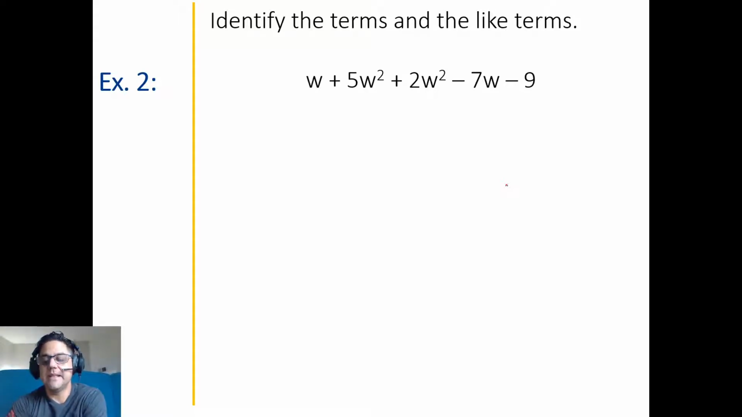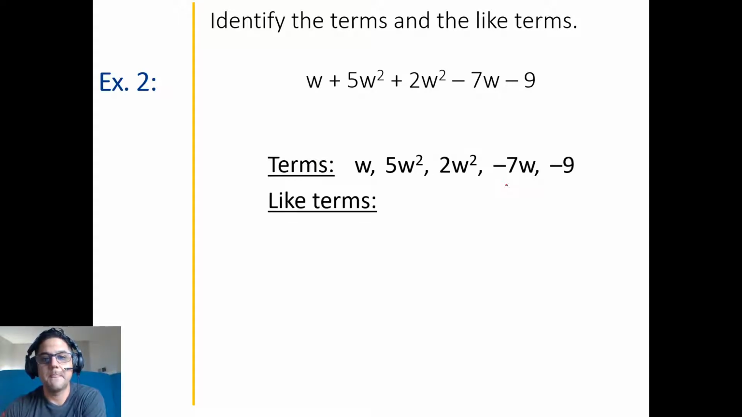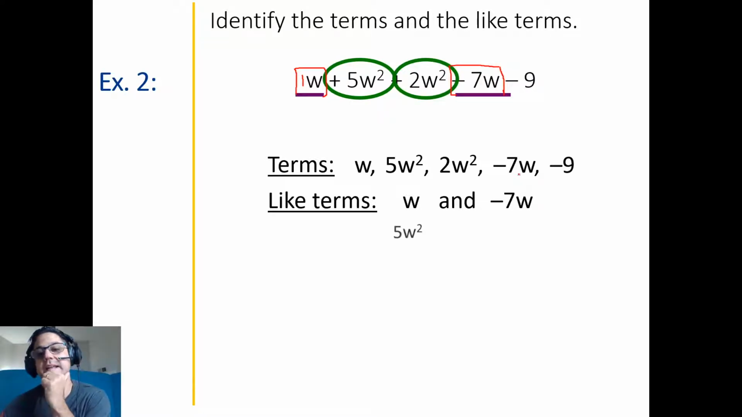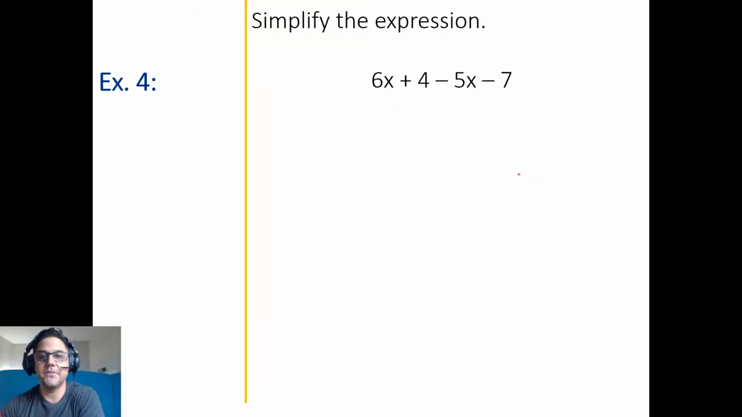So we got terms and like terms. So again, the terms, those are all those pieces there. So let's go ahead and jump to the like terms. All right, I'm going to change that into a box. Now here's the key. Put a little 1 there. You'll see why in a bit. And then negative 7, a w. Those are like terms. Plus 5w squared and plus 2w squared are like terms. And then obviously the negative 9 is all alone. It's so sad. No like terms for that.